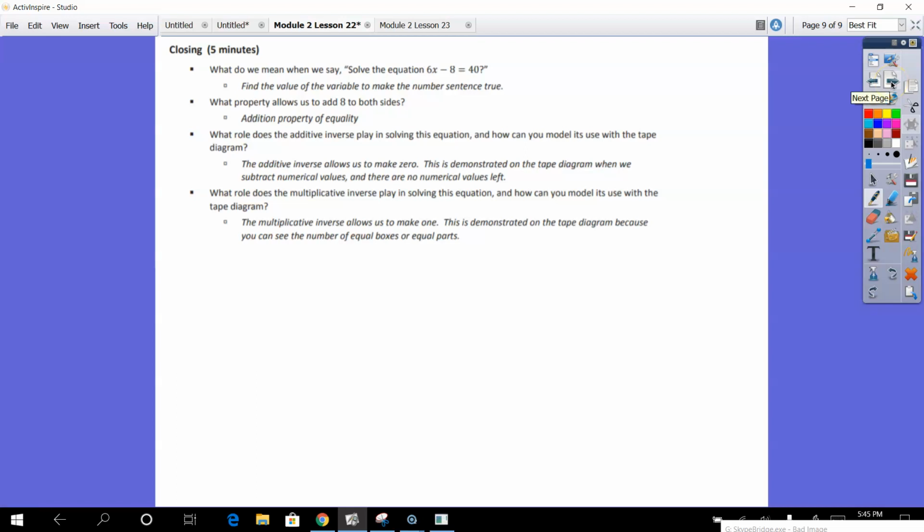Okay, finally, in our closing, what do we mean when we say solve the equation 6x minus 8 equals 40? This is actually in your lesson summary, so you can follow along. 6x minus 8 equals 40. Okay, so we haven't done one where we had subtraction on the left side. Our first step was always the additive inverse. So if we're subtracting 8, the additive inverse of that is to add 8. And if we do it to one side, we have to do it to the other. So this is still our additive inverse.